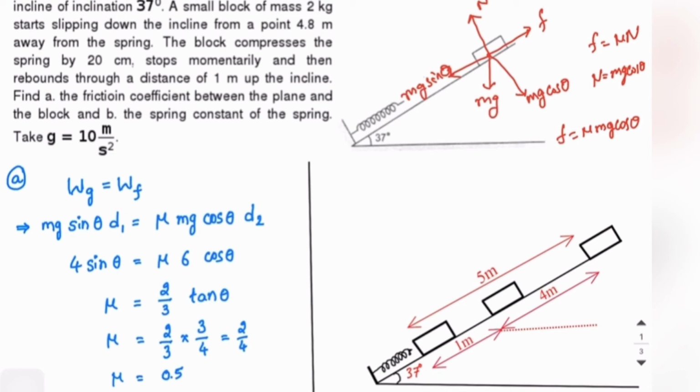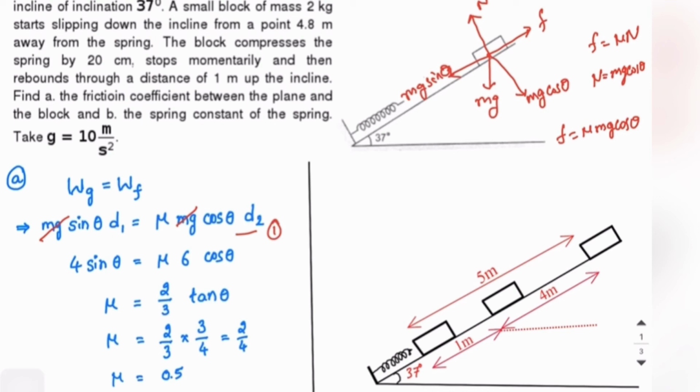Here the work done by gravity is mg sin theta into d1. Work done by friction is mu into mg cos theta into d2. Here I can get rid of this mg from both sides. Now the equation will be sin theta into d1 is equal to mu into cos theta into d2. Now I am considering this as equation 1.